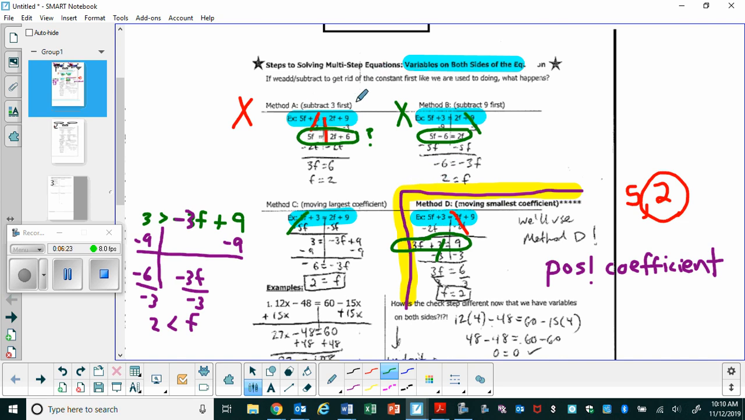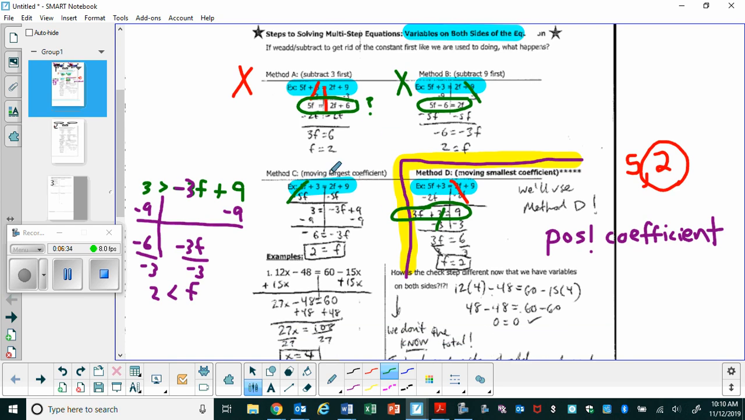But we want to avoid method A and B, which goes after the constant first. And the reason we want to avoid it is because that resulting equation still has a variable on both sides, and that just looks unfamiliar. Now, if you start by moving the larger coefficient, 5f and 2f, 5 is bigger than 2. So if you subtract your 5f on both sides to cancel it out, you're going to set yourself up to have a negative coefficient here, and that's why we want to avoid method C. So method D is the preferred method. You want to go after the one that has the smaller coefficient. If you subtract that from over here, you're left with a positive coefficient. And as you go on to solve, we get f is 2.